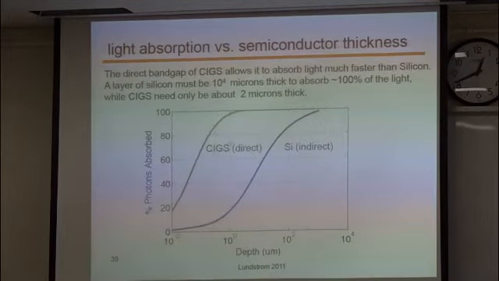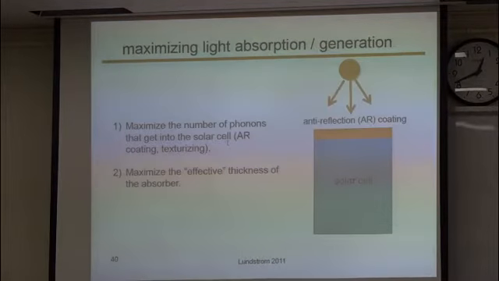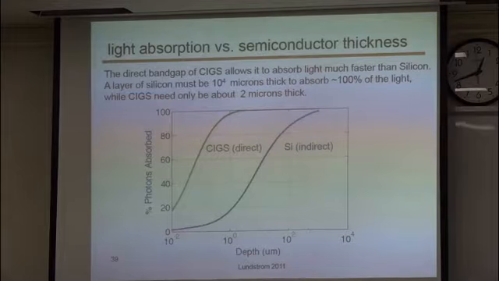Which means in this case we only need a very thin layer to absorb the full amount of solar light, while silicon will need a much thicker part of the surface to fully absorb the solar light, as compared with CIGS with a direct band gap.